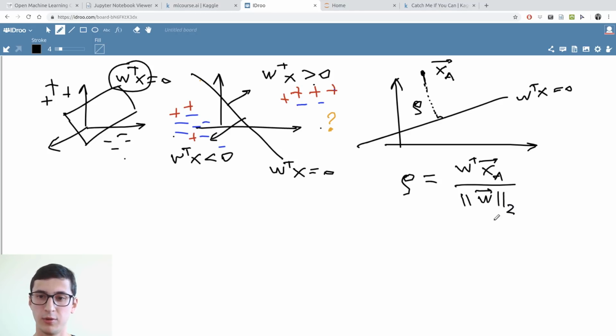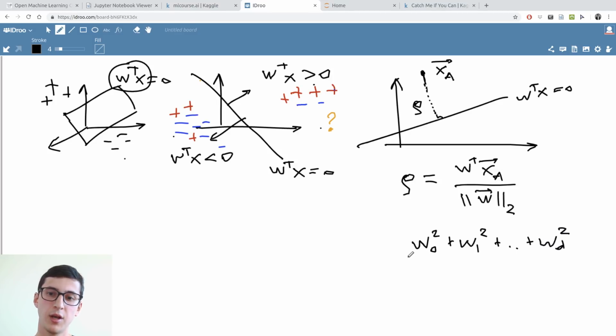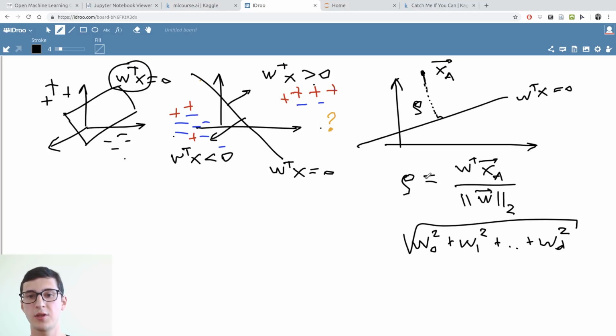This is L2 norm. So L2 norm is actually a very simple thing. It's all components of vector w, w0 squared plus w1 squared, and so on, plus wd squared, and then square root from all of this. Okay, so this is the expression for rho, and we are only interested in that rho, this distance from a point to a hyperplane, is proportional to exactly this expression W transposed xa.